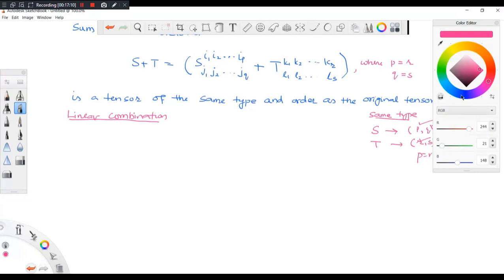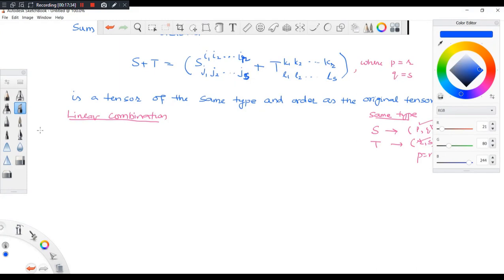Yes, sir. And here we have written the same order as the original tensors. Then we don't need to write that, right? Because if we said same type, then obviously the order is also the same. Yeah, they should be same. Or directly what you can do is that here you make R and here you make S. That also will work. But they should be same. That is the meaning of that.